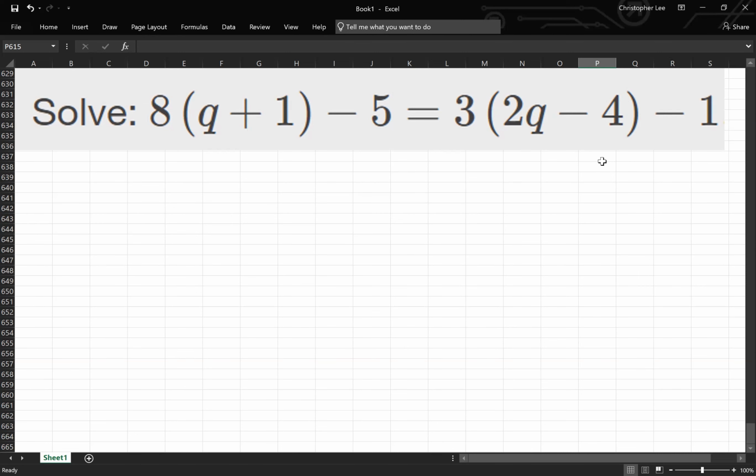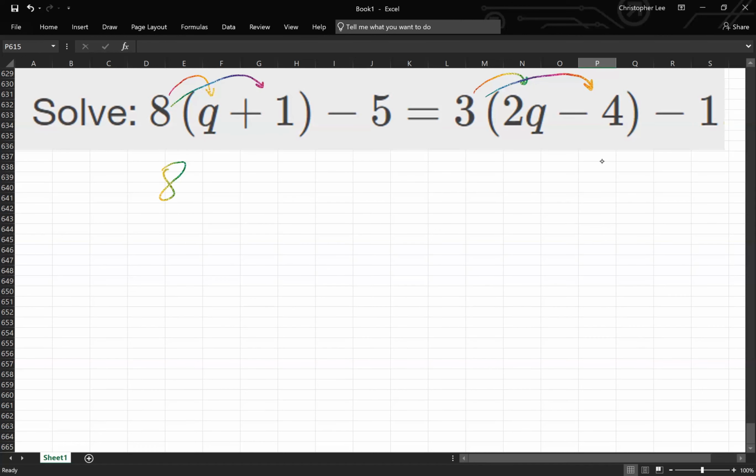All right, let's take a look. So in this question, I have 8 times q plus 1 minus 5 is equal to 3 times 2q minus 4 minus 1. So I want to solve for q. The first thing I'm going to do is distribute this 8 to every term, and distribute the 3 to every term in the parentheses, and let's multiply it out.